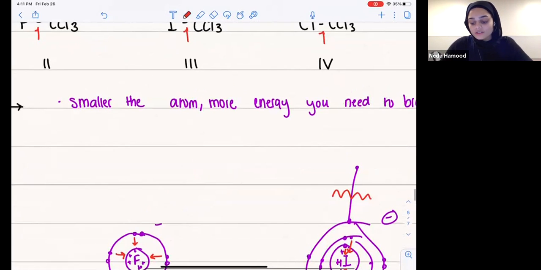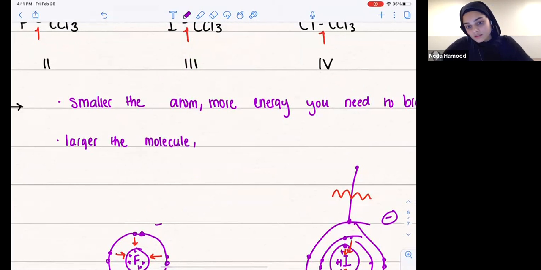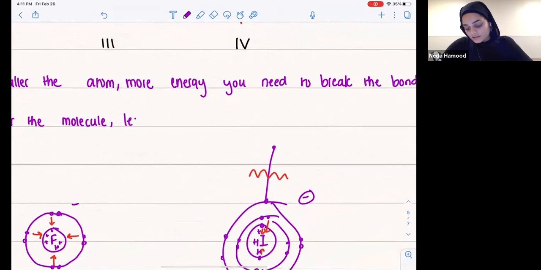So then the alternative to this one is that the larger the molecule, the less energy you need to break the bond.